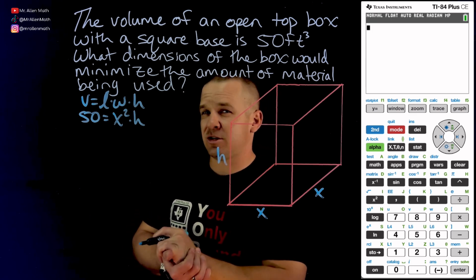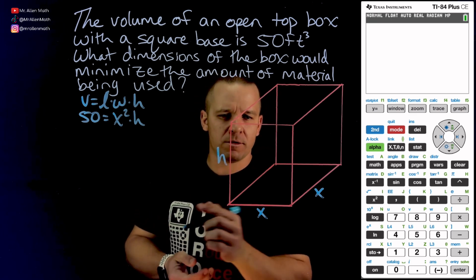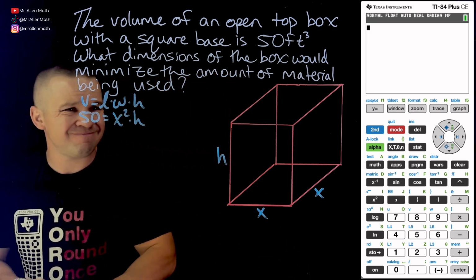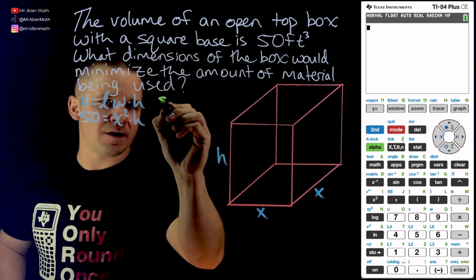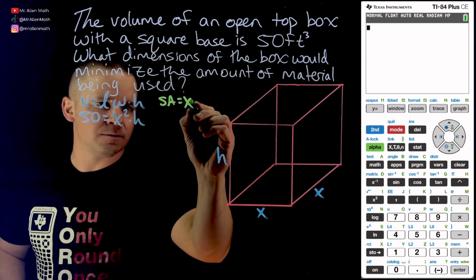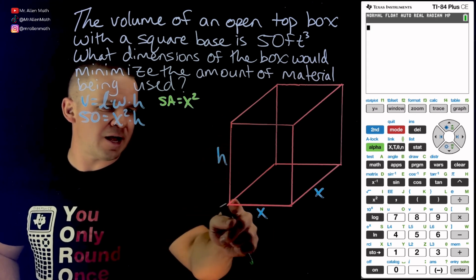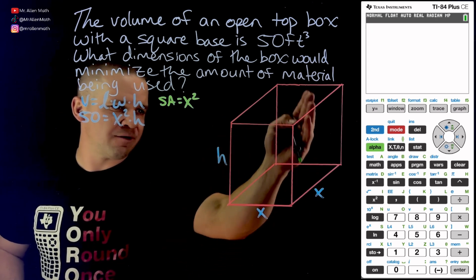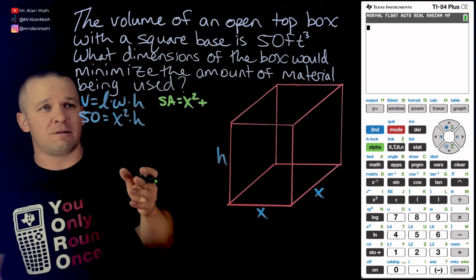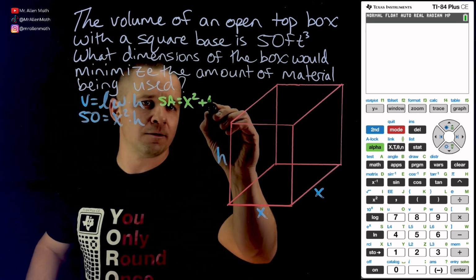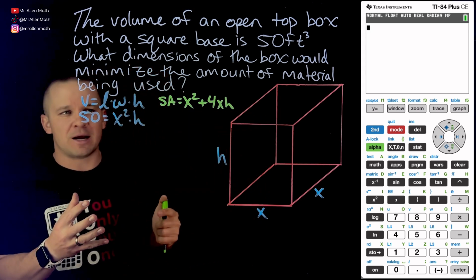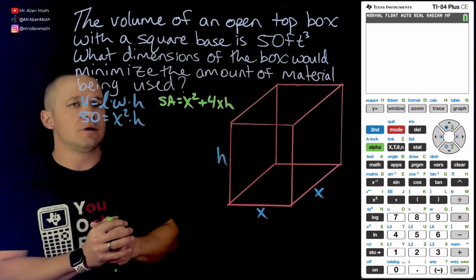Okay, and then I've got surface area. I'll put that in a different color here. Surface area would be my base, which is X squared. And then I've got X by H for this side, X by H for this side, that side, that side. I have four sides that are all X times H. So 4XH. And this is what I really want to minimize.